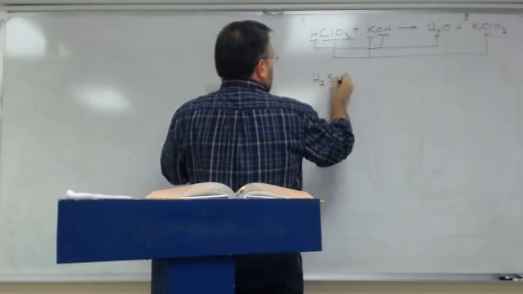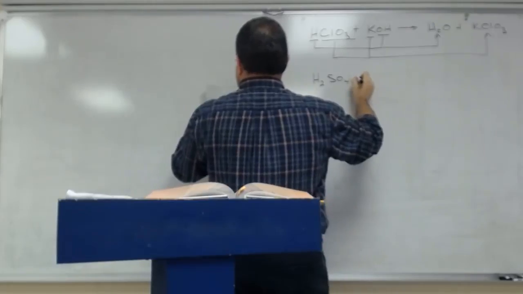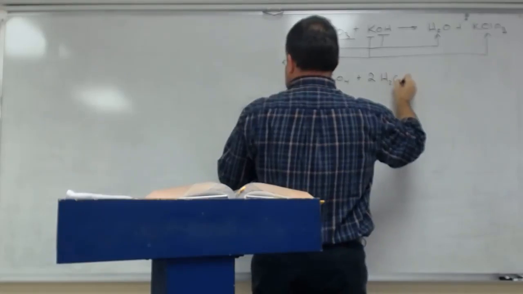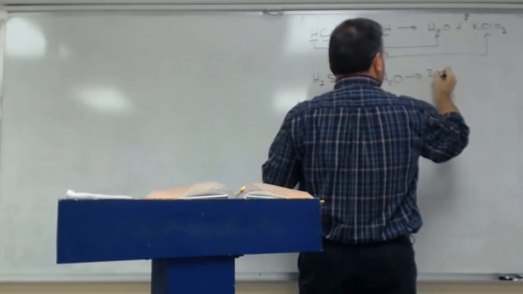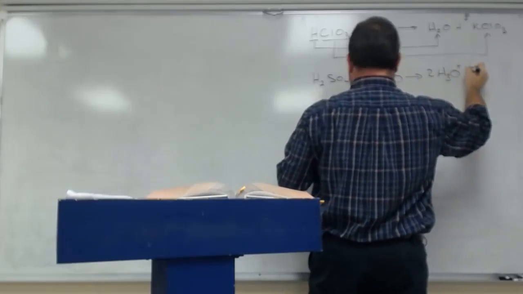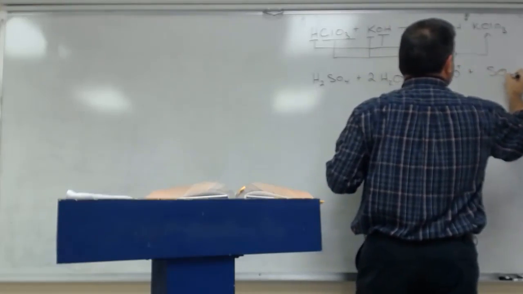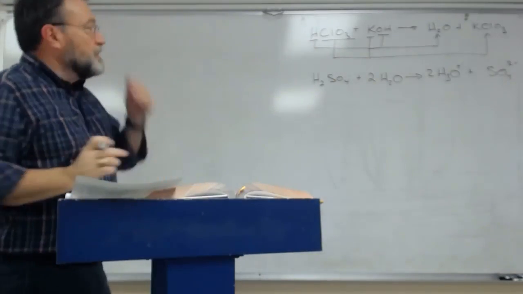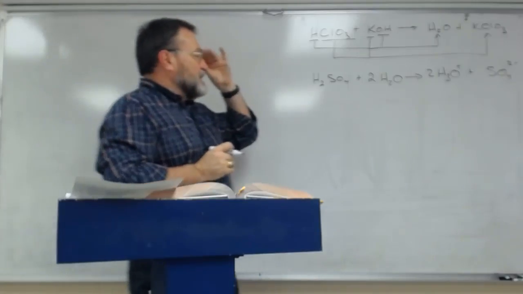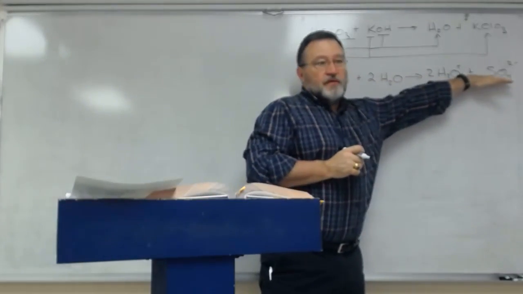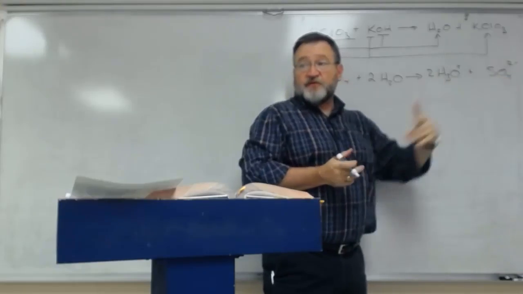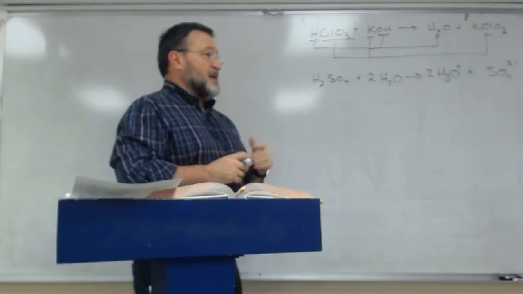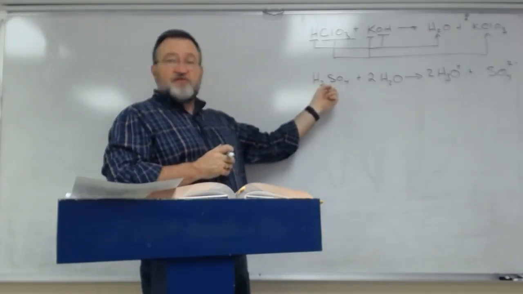The next example they use is H2SO4 and 2 H2O react to produce 2 hydroniums and sulfate ions. Okay. How did I come up with these products of the reaction? Well, the first thing I had to do was look and identify which is the acid and which is the base. So again, in your reaction, they tend to give you the acids first.